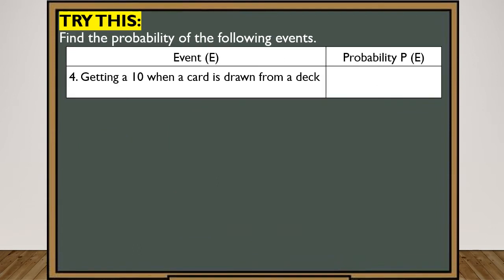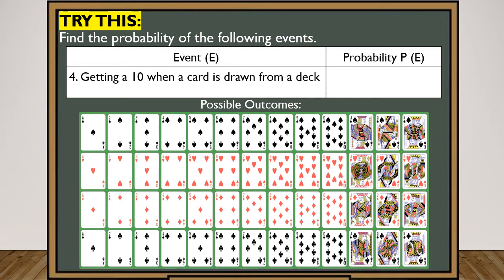Next, how about getting a 10 when a card is drawn from a deck? I know you're familiar with cards because some of you play cards. The event for which we are trying to find the probability is getting a 10 when a card is drawn from a deck of cards. So for the possible outcomes, how many cards are there in a deck of cards?